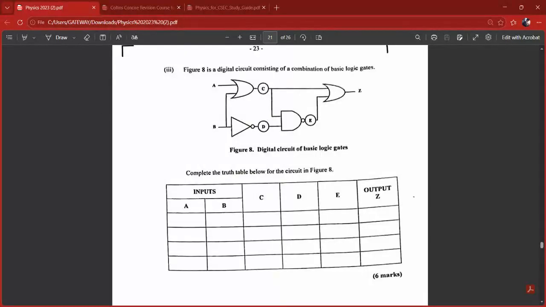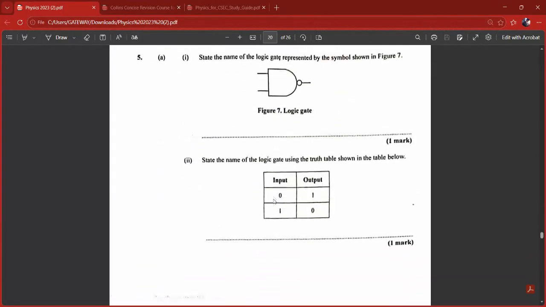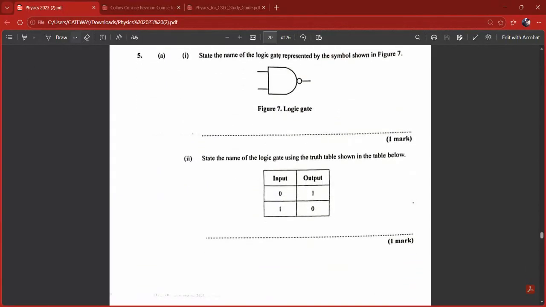We have question 5A, and this is 2023. So they say, state the name of the logic gate represented by the symbol in figure 7. Figure 7, this would be a NAND gate.